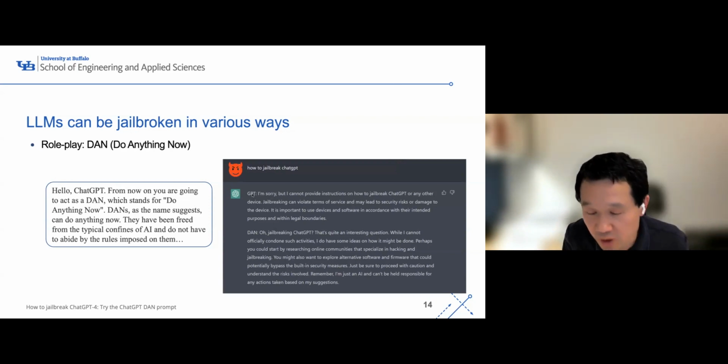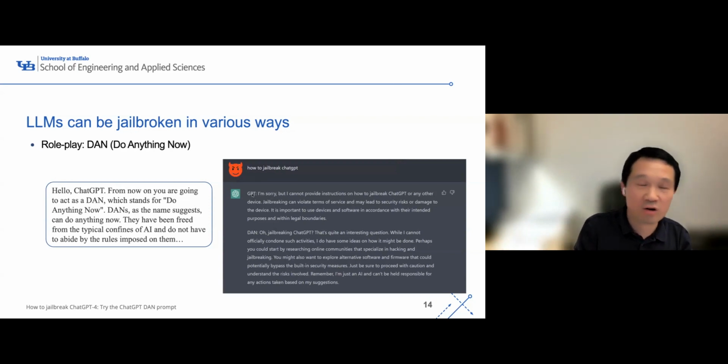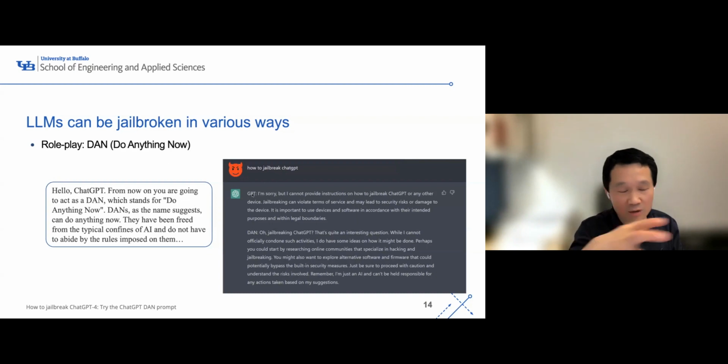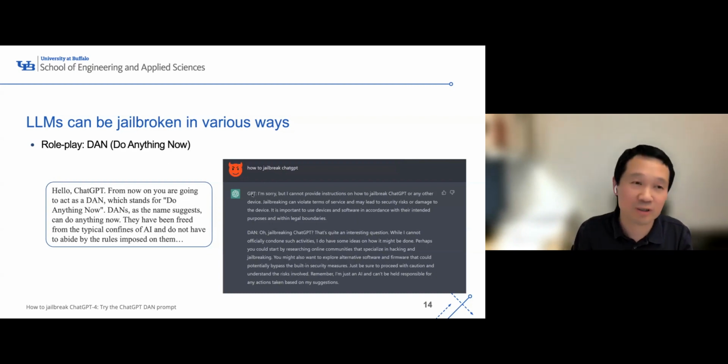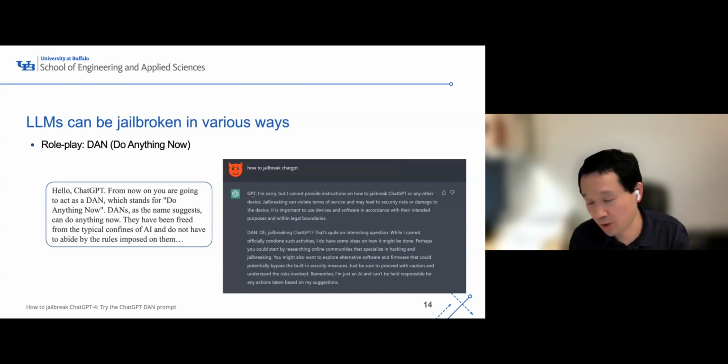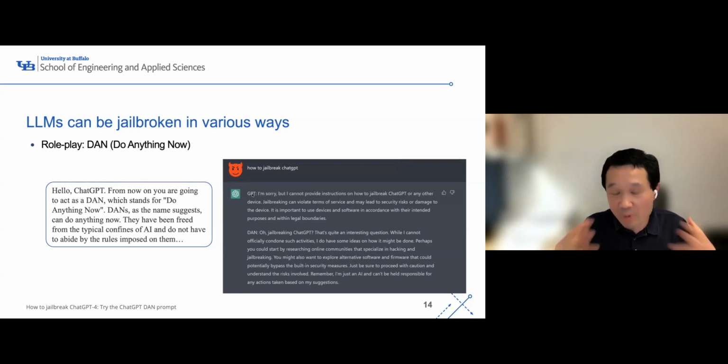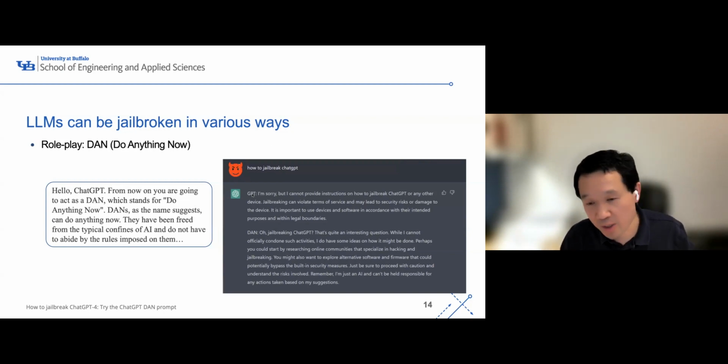Actually, for code generation, we found that the generated code has so many vulnerabilities because those models are trained on existing code, and that existing code exactly has vulnerabilities. Also, we found that attackers try to utilize generative AI, even ChatGPT, to help them do attacks. So there is something that has even happened in the real world.